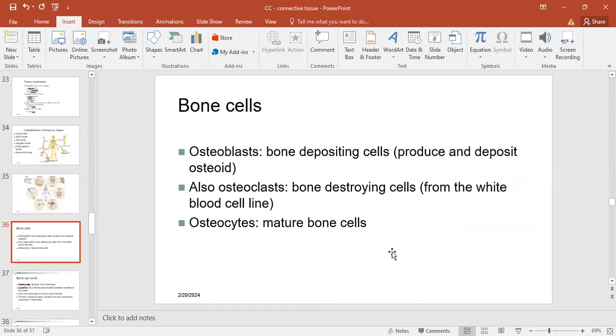Now the cells that you're going to find in the bones: we have cells such as osteoblasts.